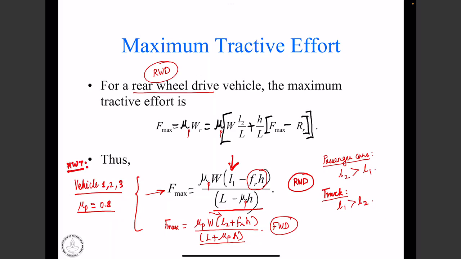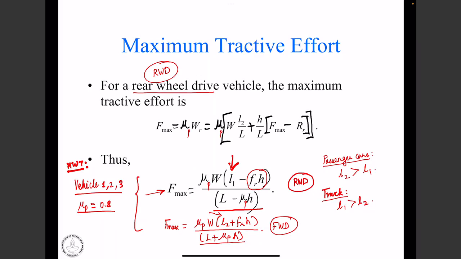Once again, if you recall, I gave you specifications of 3 vehicles when we did lateral dynamics, and I asked you to calculate the understeer gradient and so on. So just go back to that table of parameter data and use the relevant data to calculate the values of F max when the rear wheels are driven as opposed to when the front wheels are driven, and comment. All right.